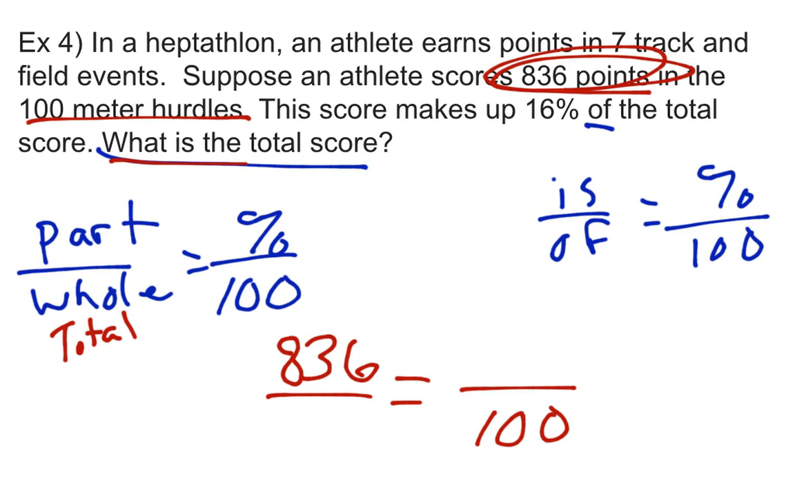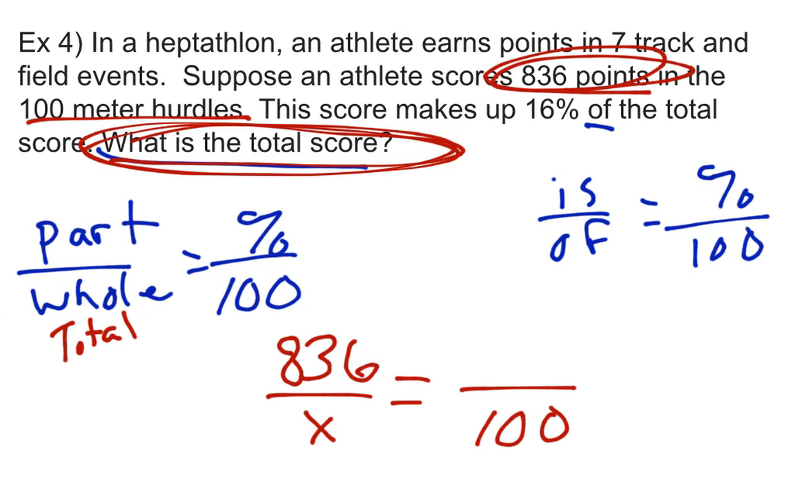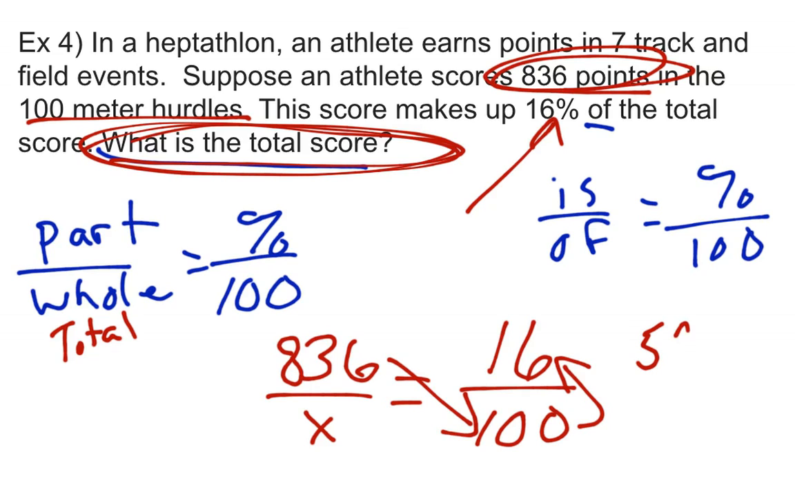And actually, our question here says, what is the total score? We're looking for the total, and the total always goes on bottom. So if you think of it as, what's the partial amount and what's the total amount, then we can set up a proportion. Of course, percent goes over 100. Our percent is 16. Okay, we set it up as a proportion, and we can solve this now. So we go ahead and we cross multiply 836 times 100, divide by 16, and we get a final answer that this person scored 5,225 points in this heptathlon.